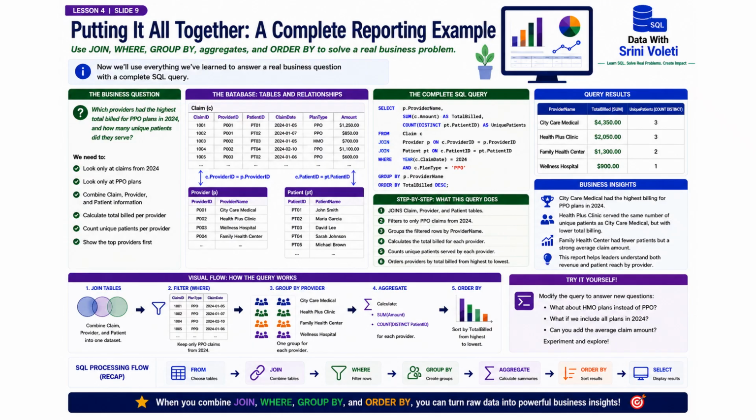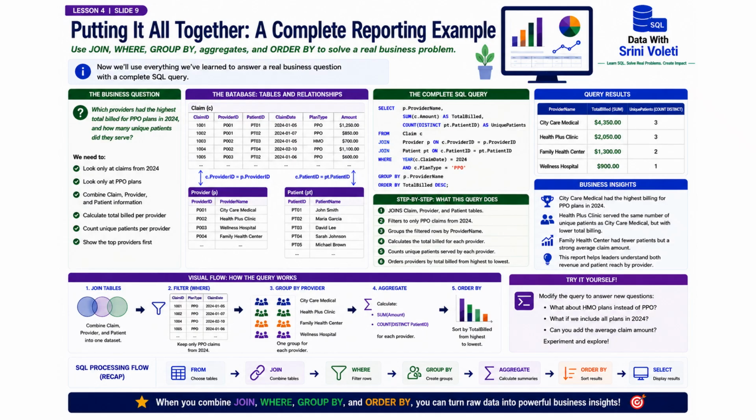Let's think about how we'll solve this. First, we gather the data. The claim table contains billing information. The provider table contains provider names. The patient table contains patient information. Since no single table contains everything we need, we join the tables together. Now we have one complete data set.